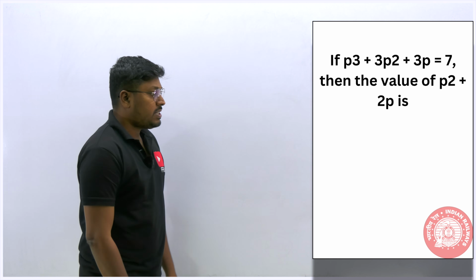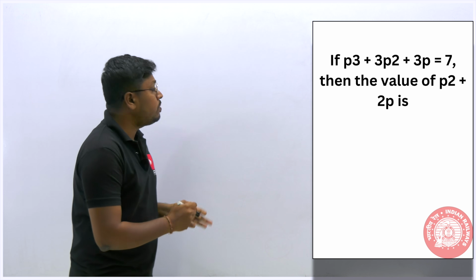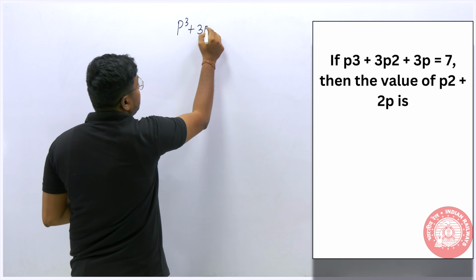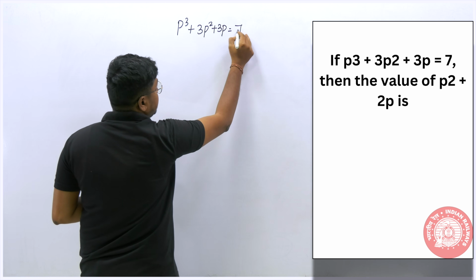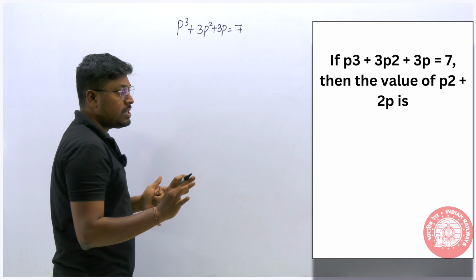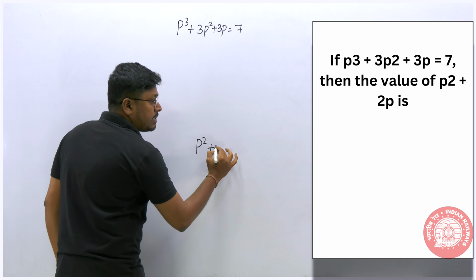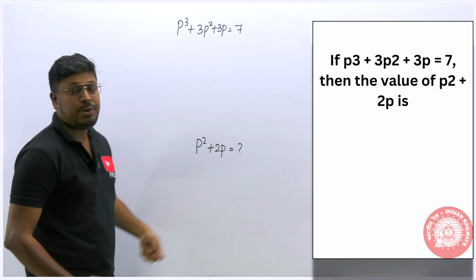So next question, it's an algebra based question, because p cube, right? So p cube plus 3p square plus 3p is equal to 7. This is the value they have given in the question, and what we need to find here is p square plus 2p is equal to question mark. So we have to find what is the value of it.